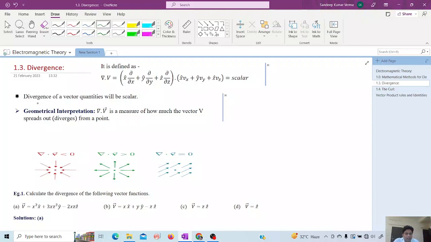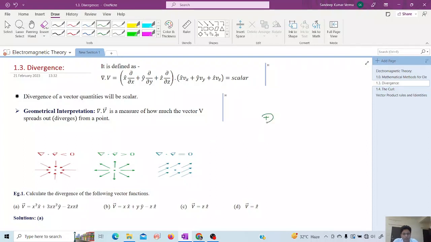It is defined as the dot product with any vector. So the divergence of V can be defined as x cap del by del x plus y cap del by del y plus z cap del by del z dot vector V, x cap Vx plus y cap Vy plus z cap Vz. And the divergence of any vector gives a scalar quantity. Now the geometrical interpretation of divergence: del dot V is a measure of how much the vector V spreads out, diverges, from a point.